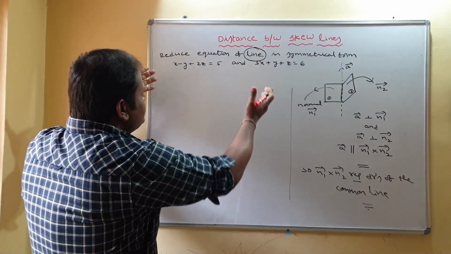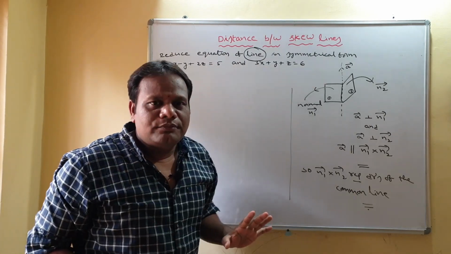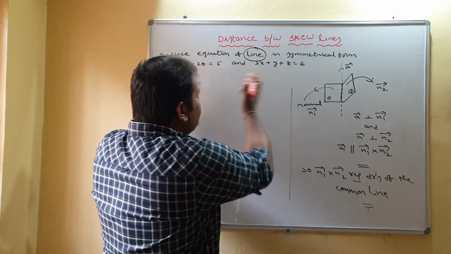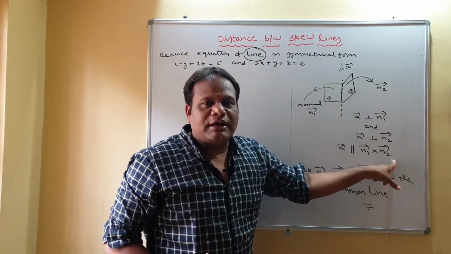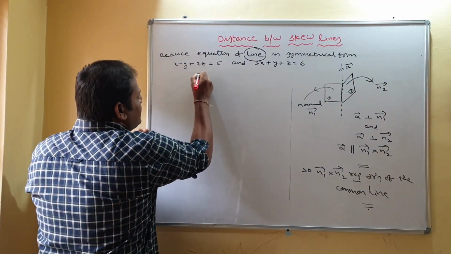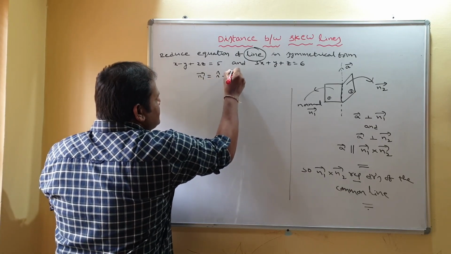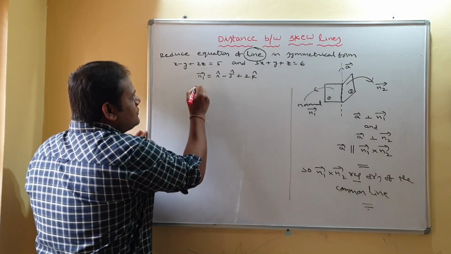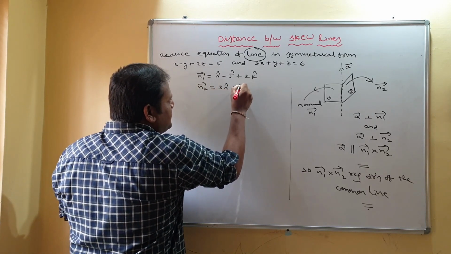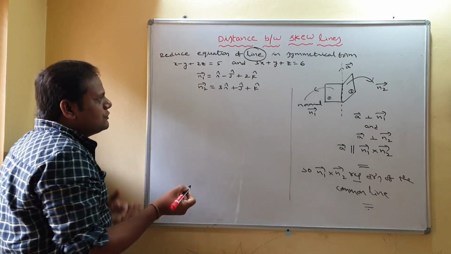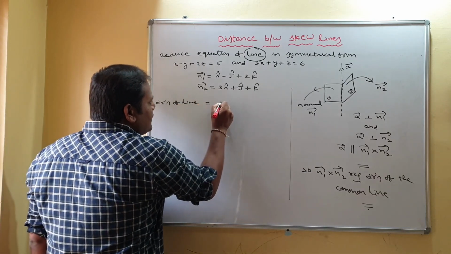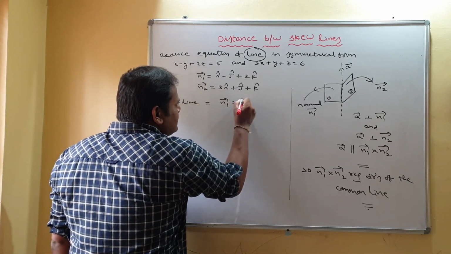Here, to reduce this into symmetrical form, anyhow you must know dr's. So how to get dr's of the common line? N1 bar cross N2 bar. So you tell, from the first plane equation, what is N1 bar? I cap minus j cap plus 2k cap. From the second plane equation, N2 bar equals 3i cap plus j cap plus k cap. So dr's of the line equal N1 bar cross N2 bar.